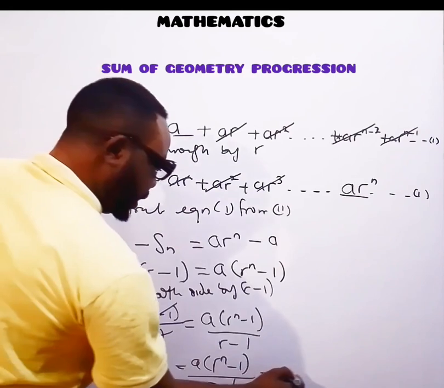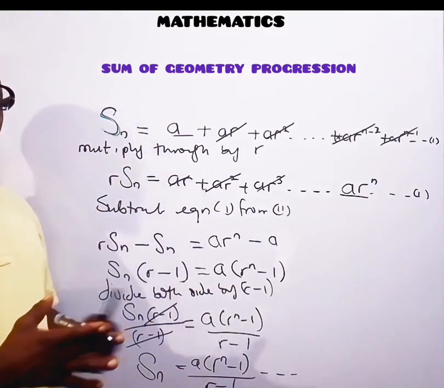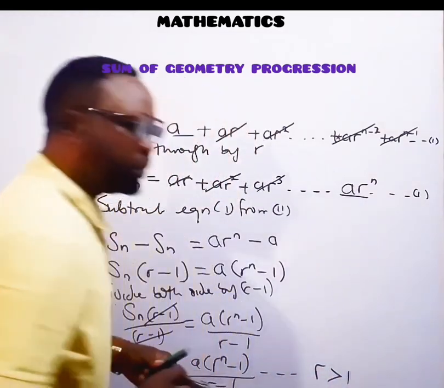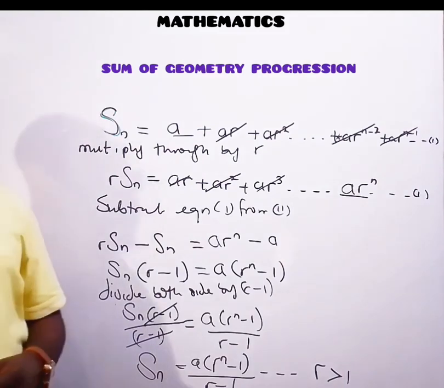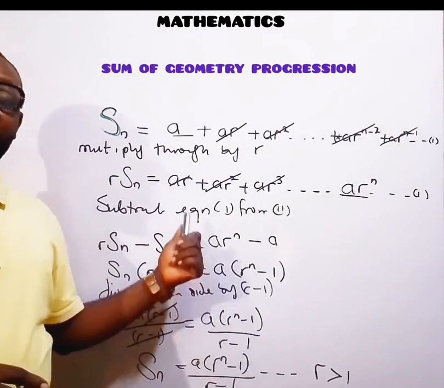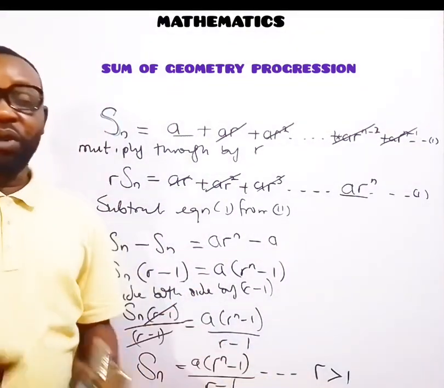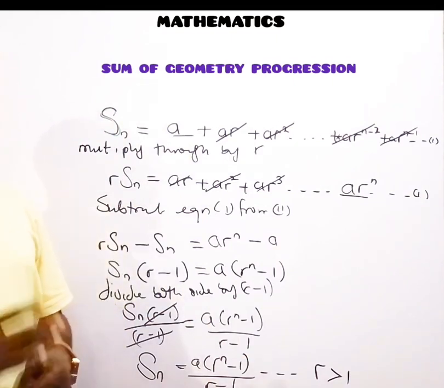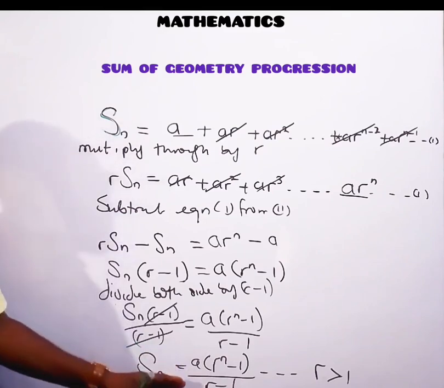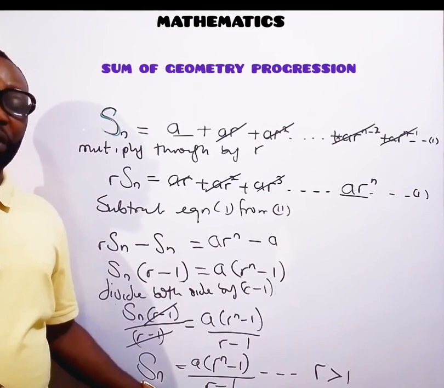This equation is best to use when we have a value of r greater than 1. In other words, when you are trying to find the sum of n terms, you must make sure that you know the value of the common ratio. When you know the common ratio and it's greater than 1, then you know you are going to make use of this formula to find the sum of the n terms of the geometric progression.